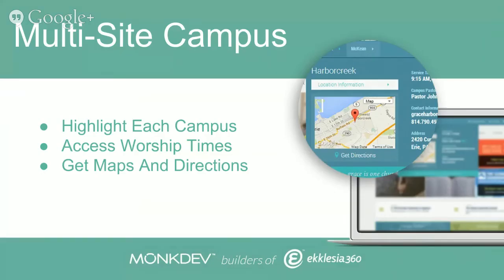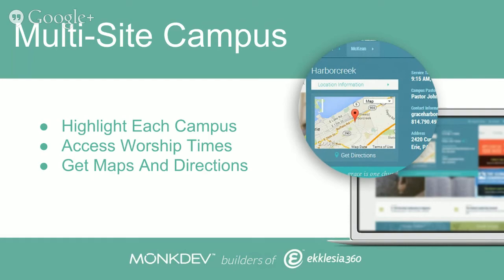So the next thing we're going to look at is multi-site campuses, and this is a selector, and what it allows you to do is highlight each campus. People can access worship times, and they can get a map with directions. So I think it'll become more clear when I click to the next page and we can actually see an example of this.